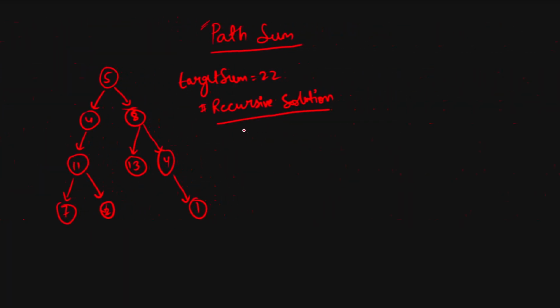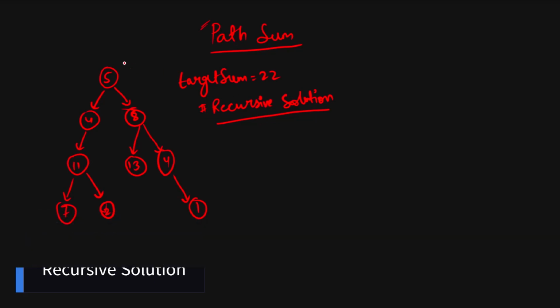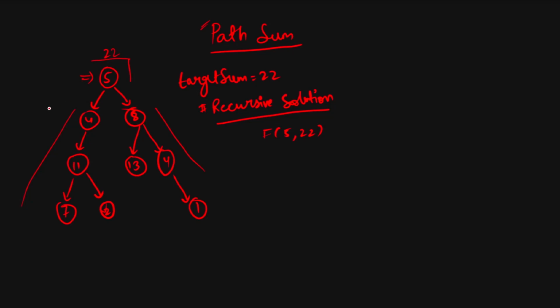Now let's understand how we can solve this problem, and the intuition behind it. Our intuition is, we are given a function which has the root 5 and the target sum 22. What can I do from here? I can check whether I can get the 22 sum in any of these paths. I have 5 here, so if I get the remaining sum from this path, then I will get my answer.